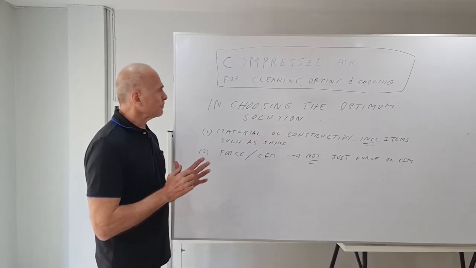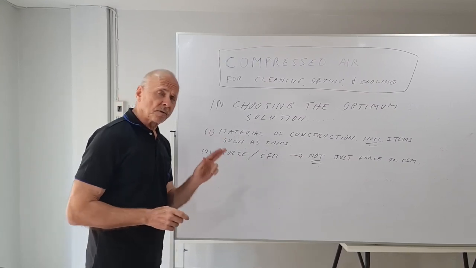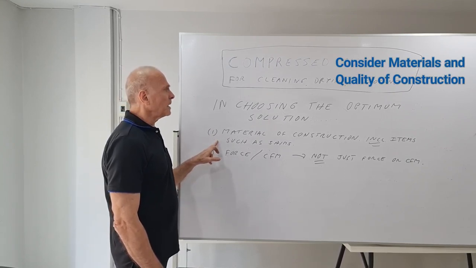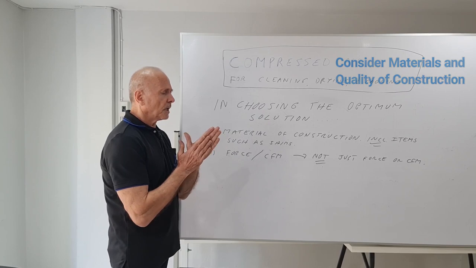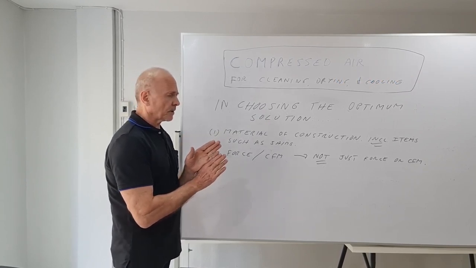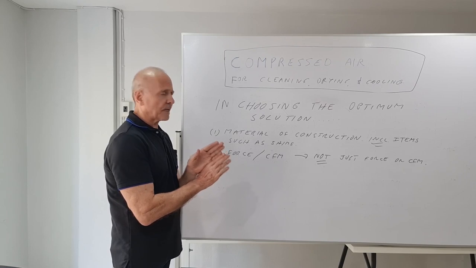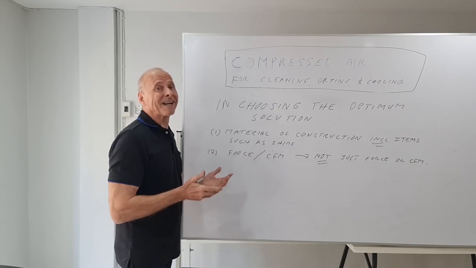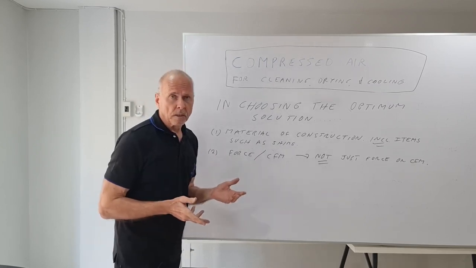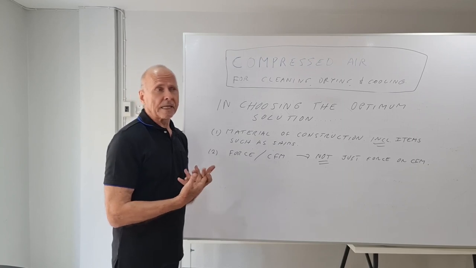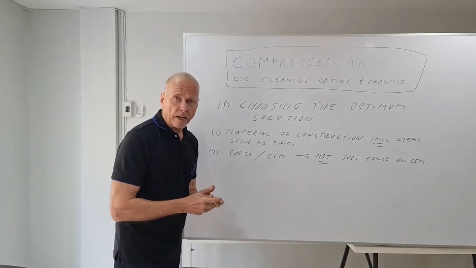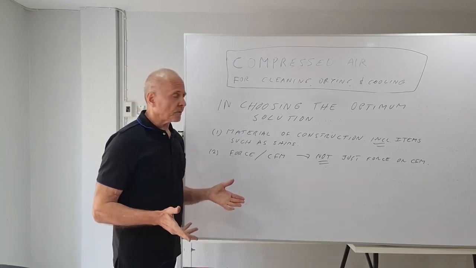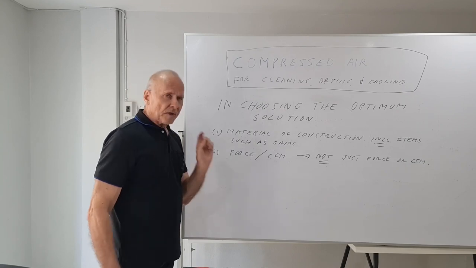So in conclusion, in choosing the optimum solution for your application, do consider the materials of construction, including items such as shims, which are used to hold open the gaps in any particular compressor, engineered nozzle, or amplification device. Are the shims plastic? Are they actually metal? Because plastic wears out a lot quicker. Is the product anodized or powder coated or protected in some way if it's an aluminum part or some material that could be affected by your factory environment? Efficiency is important.